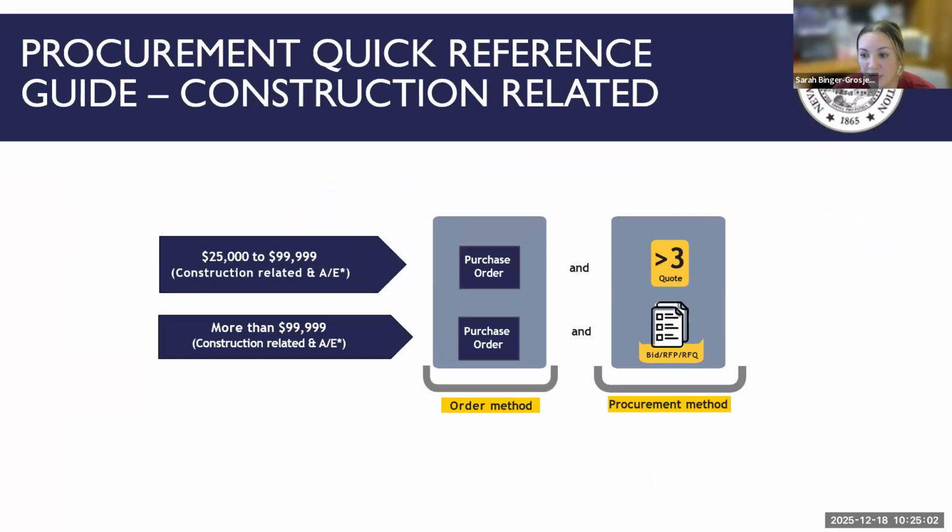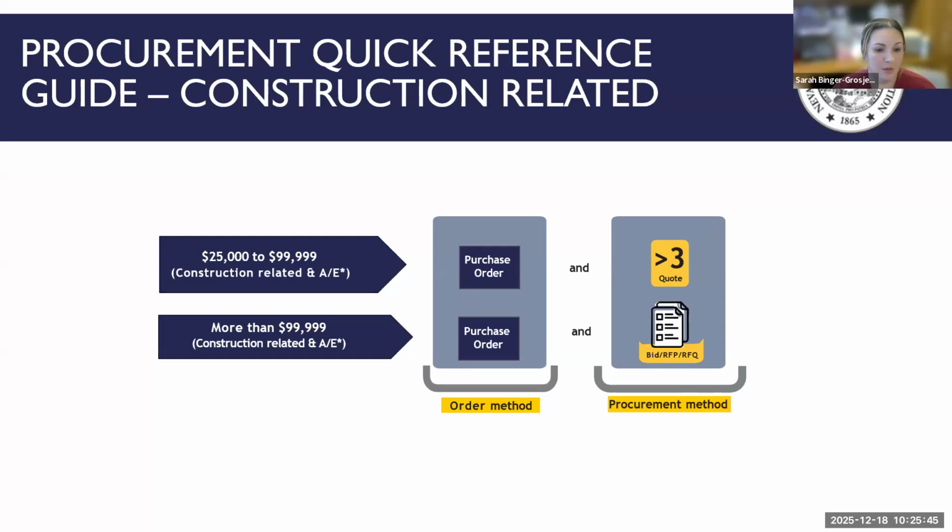Now, for anything construction related, and I will go into this in more detail further on in the presentation, these are specific thresholds that are dictated by NRS. For those of you who don't know what that is, it is Nevada Revised Statutes. Anything between $25,000 and $99,999 requires three competitive quotes. That would be things like painting, flooring, HVAC, anything that requires a contractor's license. A lot of people think construction related means a renovation or the building of a new building. That's not the case. It's anything that requires a contractor's license to perform.